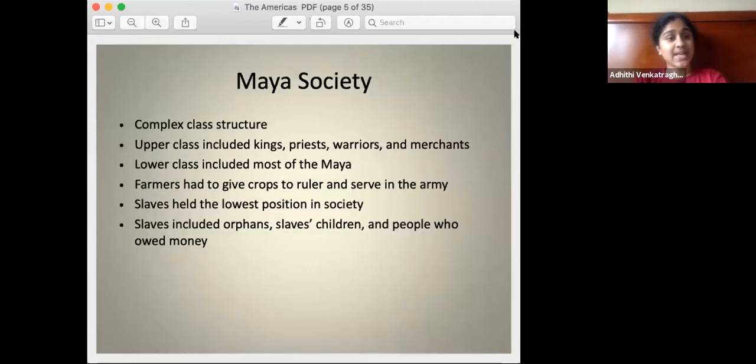As for Maya society, they had a very complex class structure. Their upper class included kings, priests, warriors, and merchants, and their lower class included most of the Maya. Farmers had to give crops to rulers and serve in the army, and slaves held the lowest position in society. Slaves included orphans, slaves' children, and people who owed money.